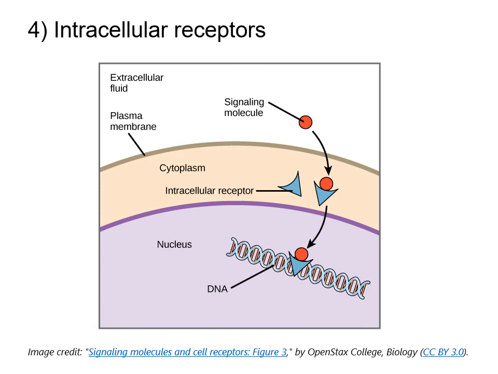So this is an overview of the different types of receptors. In the next two videos, we will cover in more detail the structure and function of ionotropic receptors.